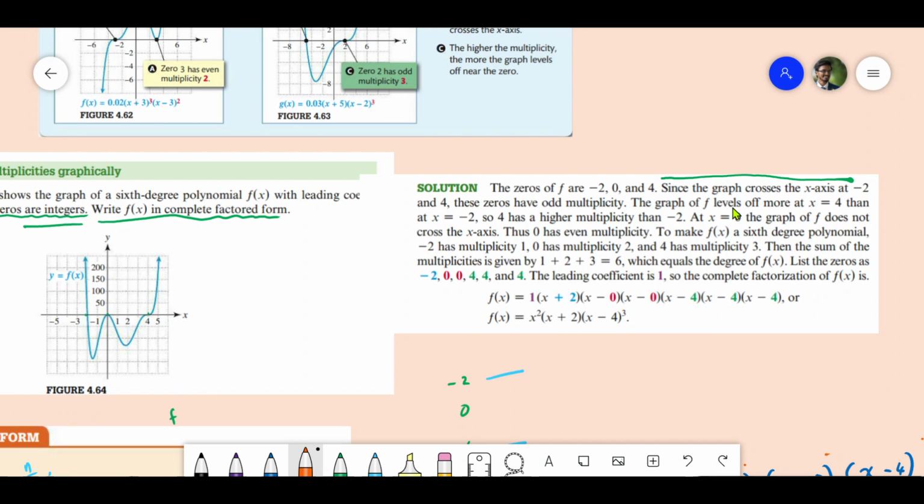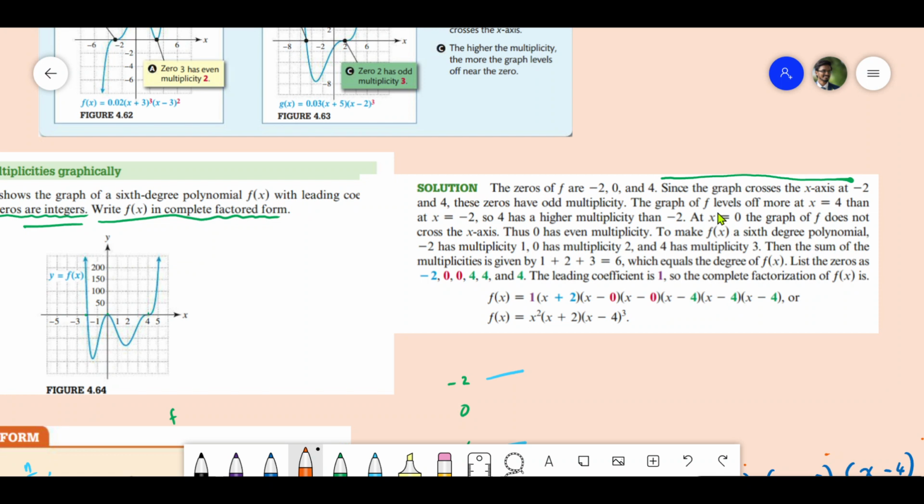Also, the graph of f levels off more at 4 than at -2. So the multiplicities at these 2 points should be different, and the multiplicity at this point should be greater than this one because it's more leveled off. Okay, so 4 should have a higher multiplicity than -2, right?